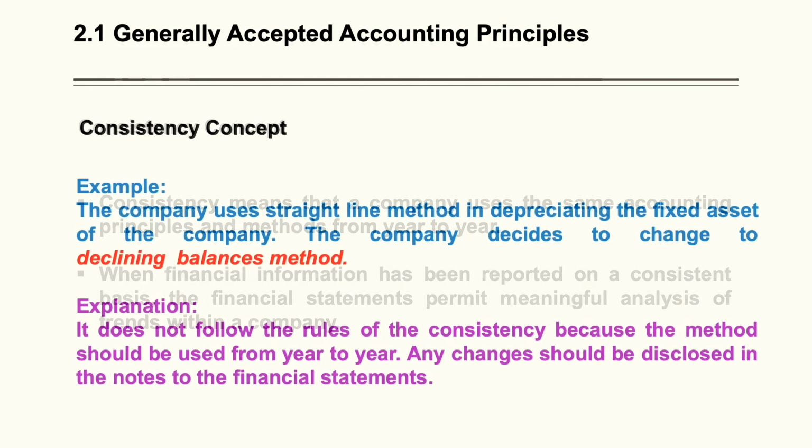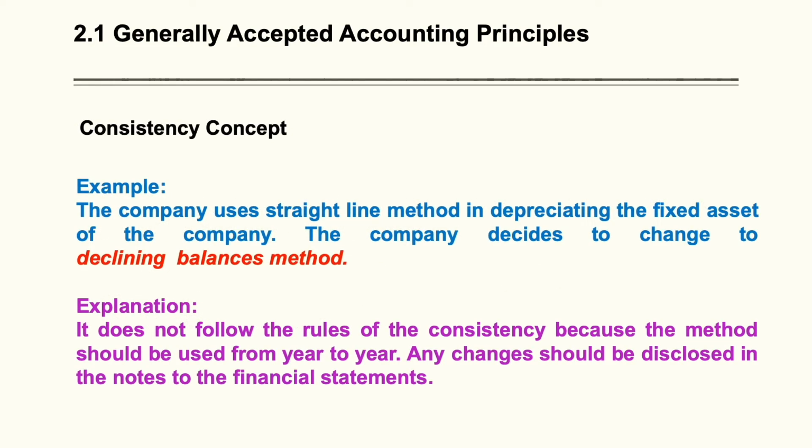So let me give you one example. The company used the straight line method in depreciating the fixed assets of the company. Now the company decides to change to the declining balance method. Can they do that? Of course, the answer is no. Now let us look at the explanation. Why can the company not do that? Because it does not follow the rules of the consistency concept. The method should be used from year to year. Any changes should be disclosed in the notes to the financial statements.